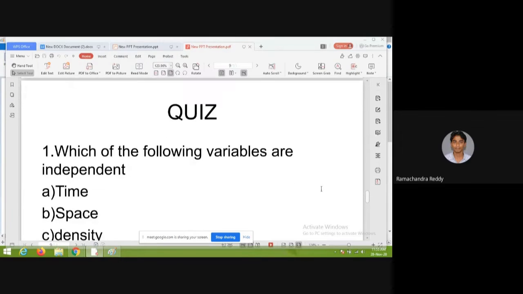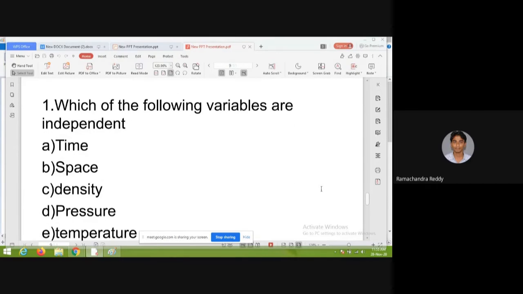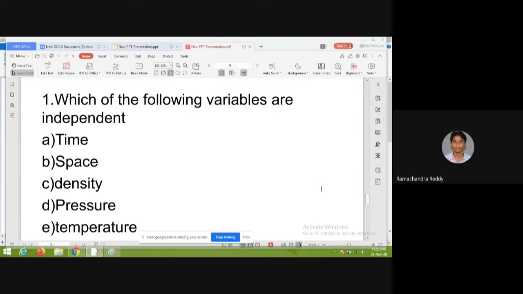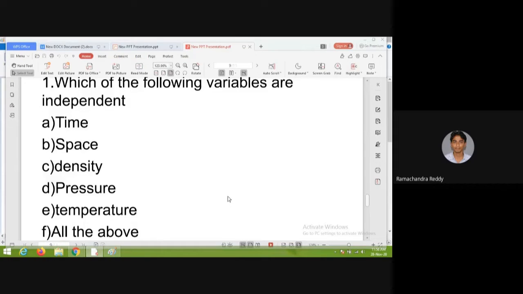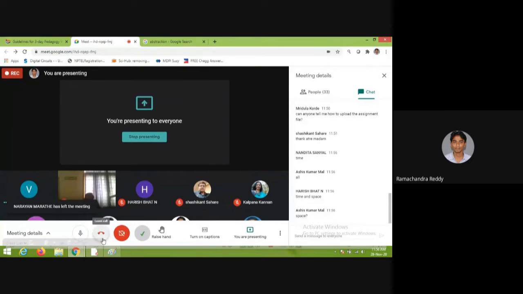So you can answer this question. First question: which of the following variables are independent? Post your answer in the chat box. Time, space, density, pressure, temperature, and all of the above. Space. Okay.